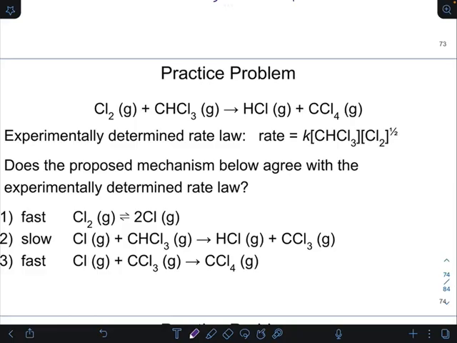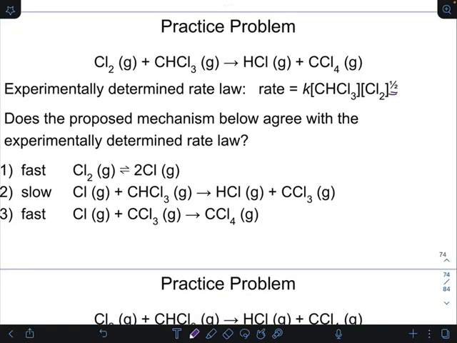Okay, so here's an example. Cl2 plus CHCl3 makes HCl and CCl4. And we have an experimentally determined rate law. What's interesting is there is a fractional exponent, so we'll see how that happens. Here is a proposed mechanism. It's 3 steps. There is a fast step that reaches equilibrium, a slow step, and then another fast step.